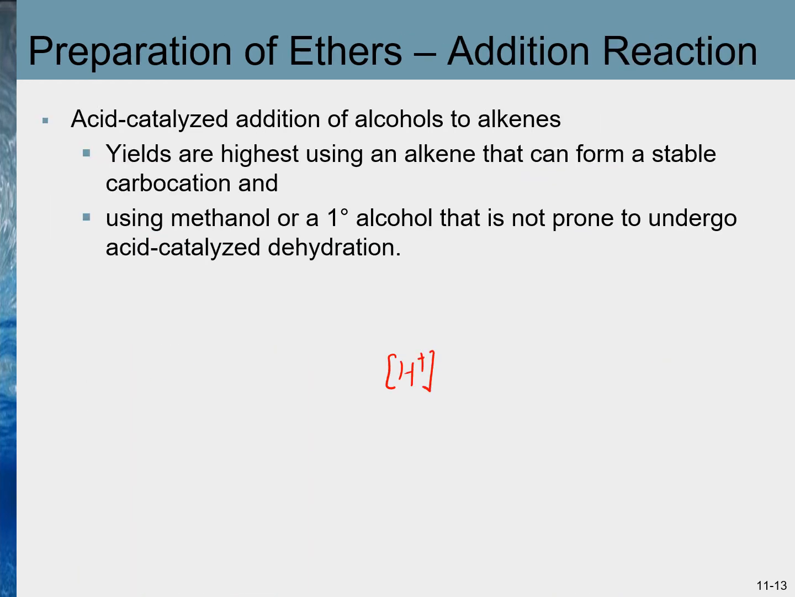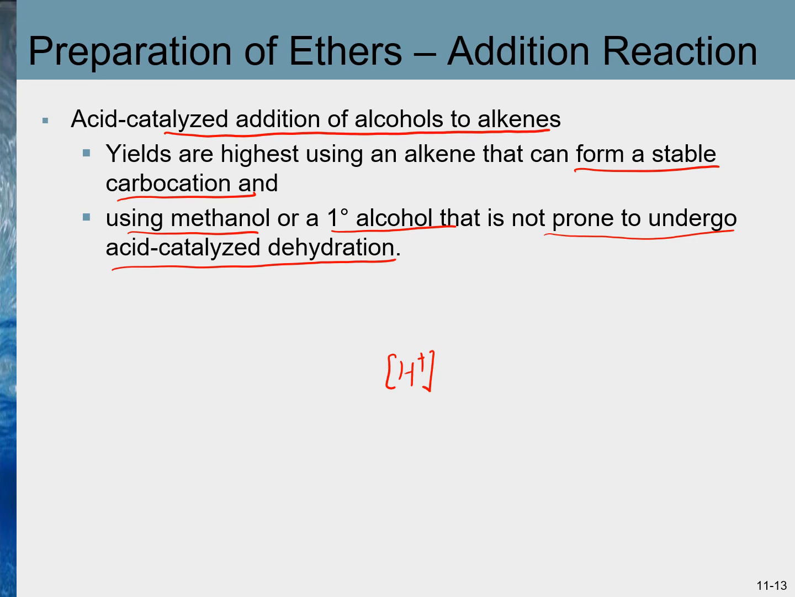Another method to synthesize ethers is by acid-catalyzed addition of alcohols to alkenes. The usefulness of this method of ether synthesis is limited to the interaction of alkenes that form stable carbocation, and by using methanol or a primary alcohol that is not prone to undergo acid-catalyzed dehydration. So because of these limitations, this method of ether synthesis is not very suitable.